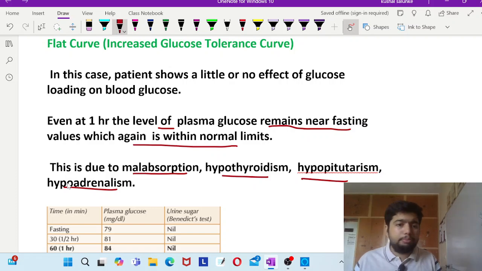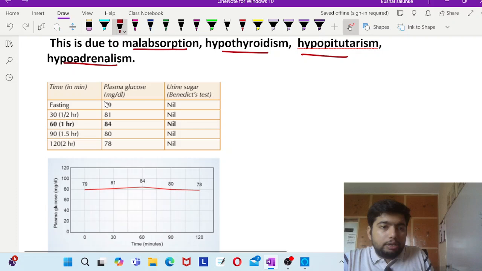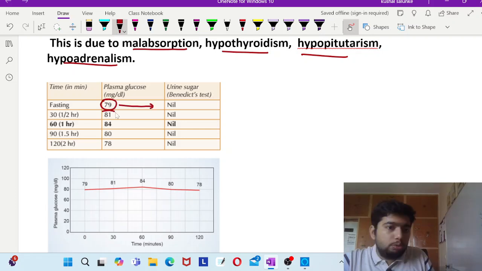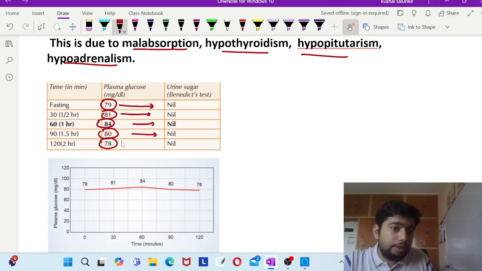You can say this. Fasting 79, urine glucose nil. 81, nil. 84, it is again nil. 80, it is nil. 78, it is nil. Almost all the values are nearby. That's why it is a flat curve. You can see the almost flat curve is there.